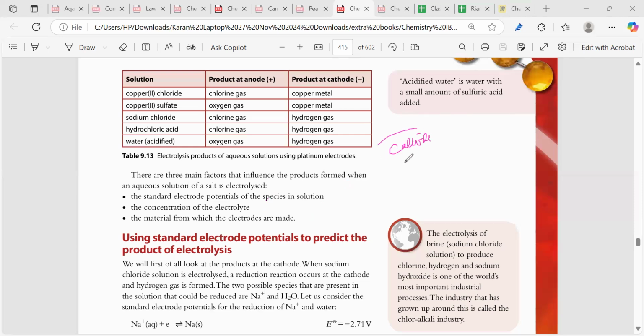Now we are dividing this into two sections. Cathode: what is the product, and we will investigate that. Second, what is the product at the anode, investigated separately. Is it clear? We divide it.